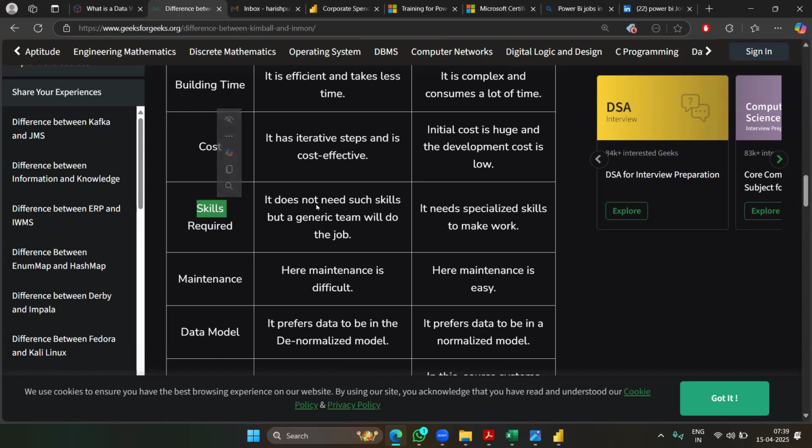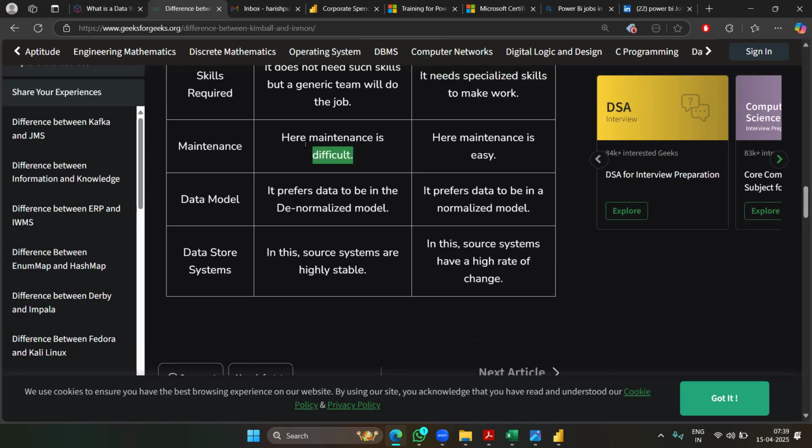Skills required: Kimball does not require such a specific skill, a generic team will do the job. As we said, if you pull in department-level experts, we can do the things. Whereas in Inmon, yes, we need specialized people who can understand the relations between the departments and draw the business diagram.